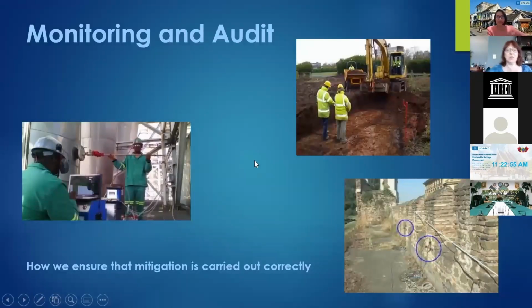Okay, monitoring and audit. What monitoring and audit is how we ensure that the mitigation is carried out correctly. These are just some examples of mitigation and monitoring in action. This is obviously two archaeologists doing an archaeological watching brief. We have some monitoring of vibration as well in the other photographs.